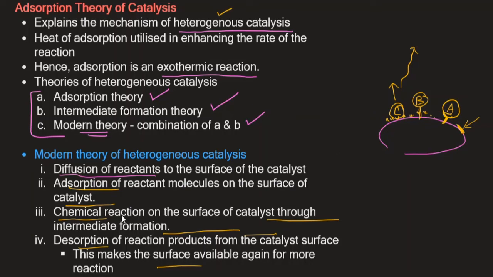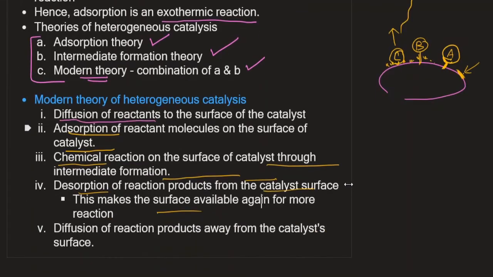And 3. Chemical reaction takes place on the surface of the catalyst through intermediate formation. There is an intermediate formation. So chemical reaction takes place. 4. Desorption, that is the removal of product. Desorption is the opposite term to adsorption. So desorption of the reaction product from the catalyst surface. So this makes the surface available again and again for more reaction.